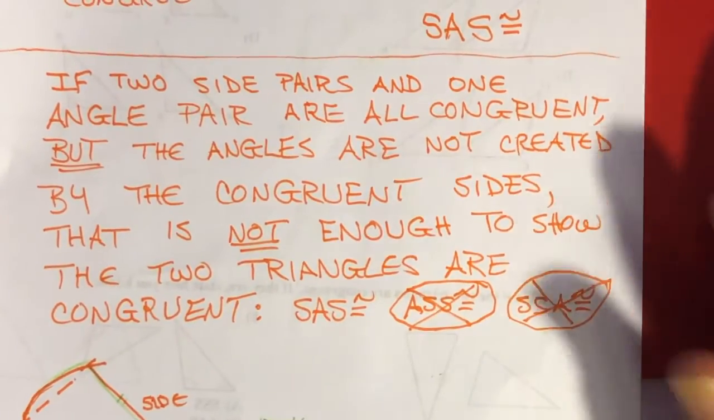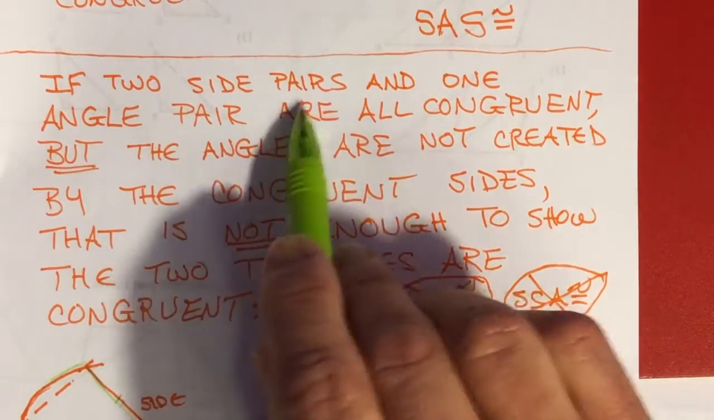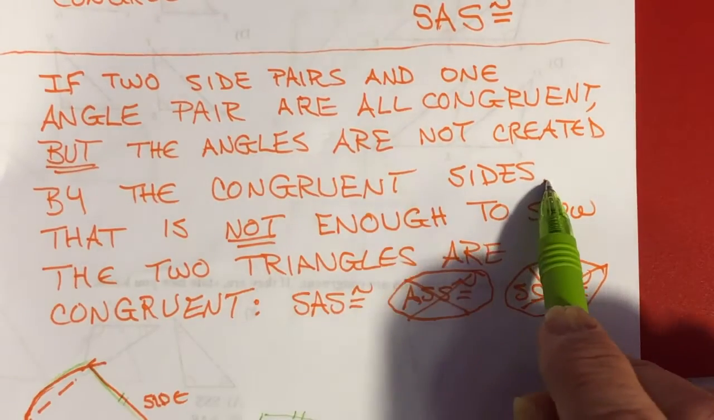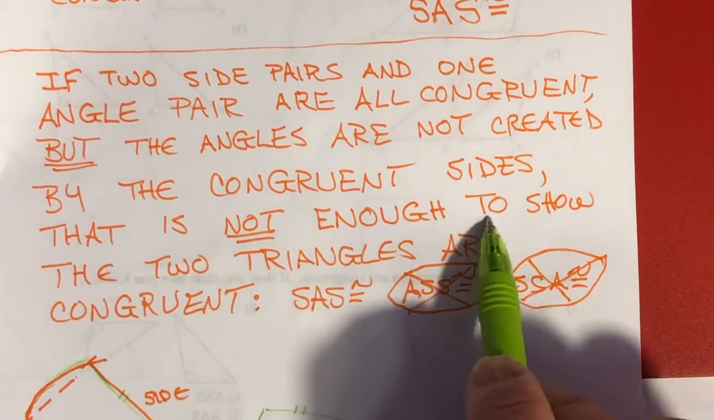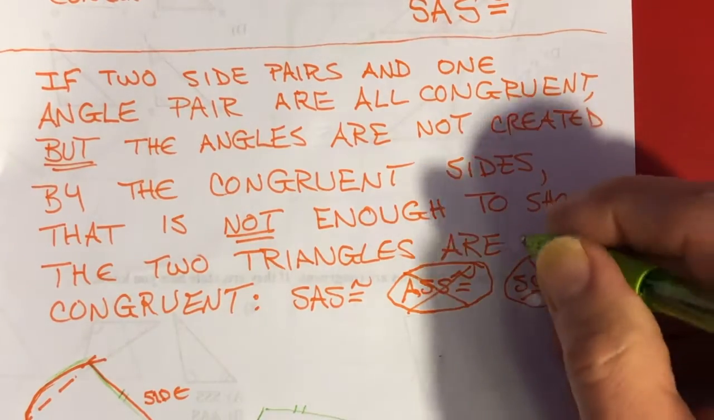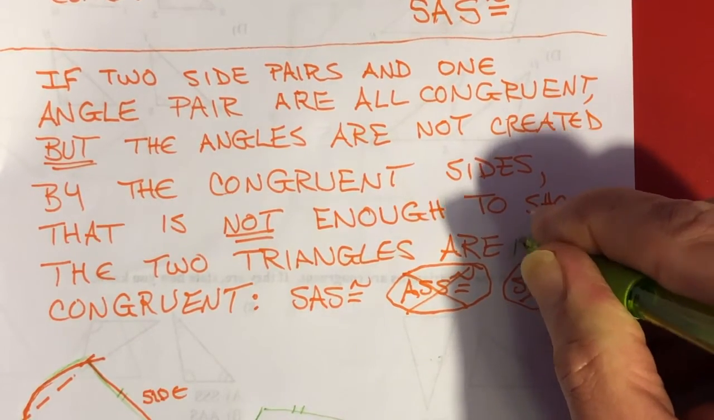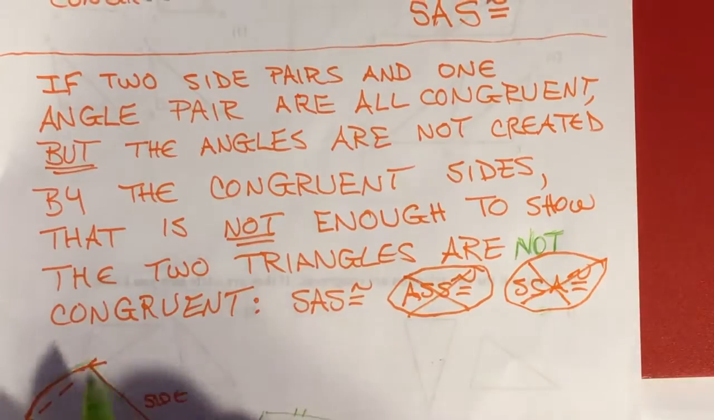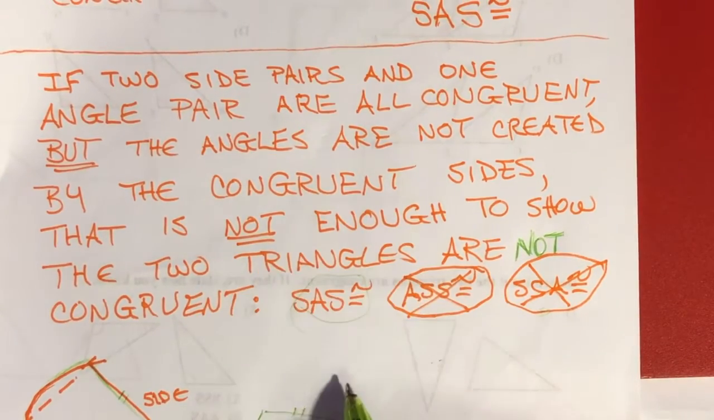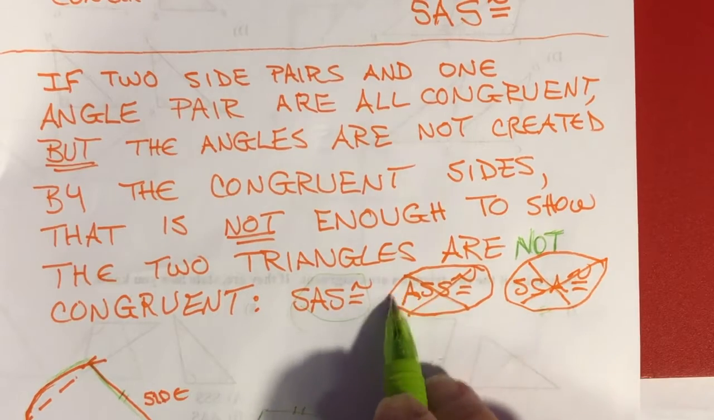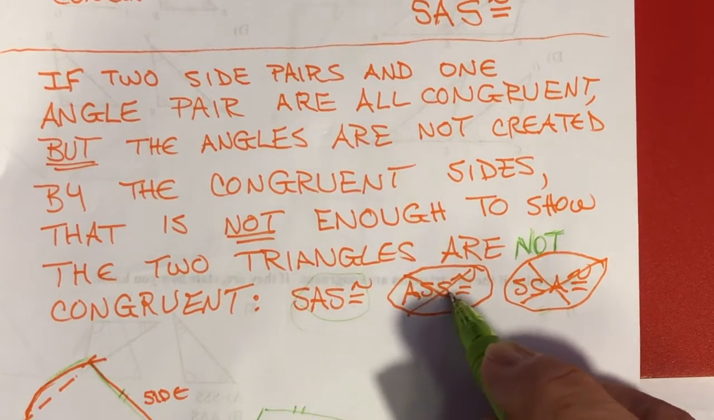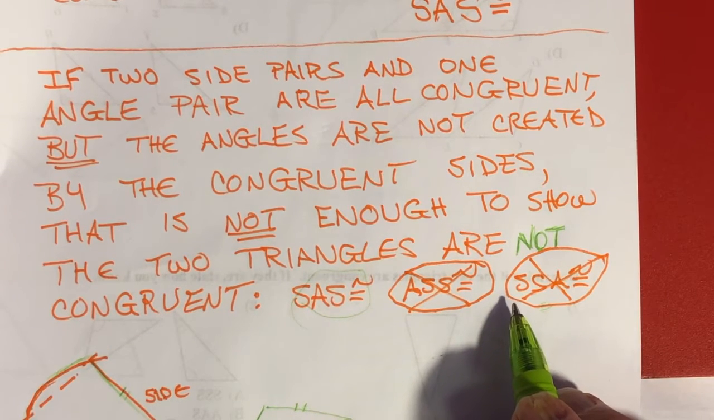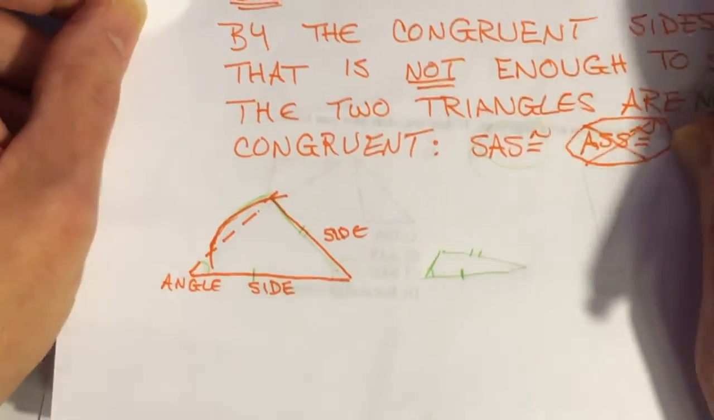What does that look like? Well, it says if two side pairs and one angle pair are all congruent, but the angles are not created by the congruent sides, the two triangles are not congruent. In other words, this works side angle side, but if the angle is not between the two sides, either angle side side, or if you see it the other way, side side angle, you do not have congruent triangles. Let me show you why.